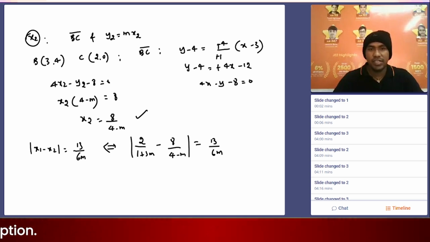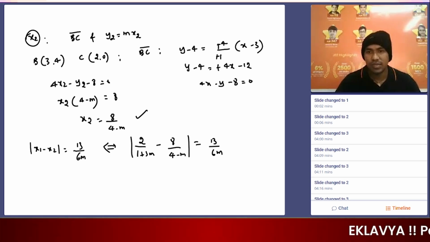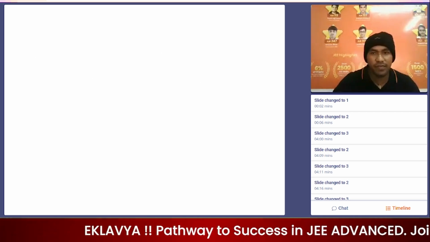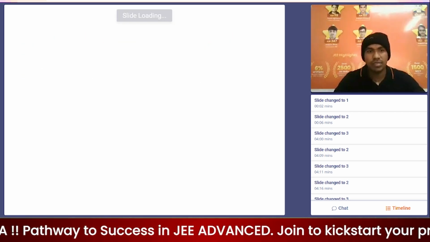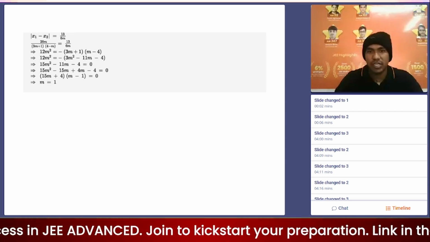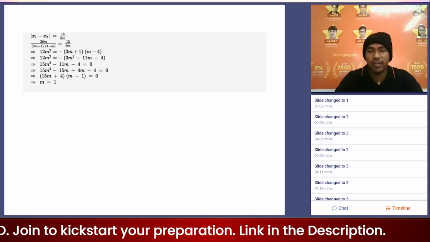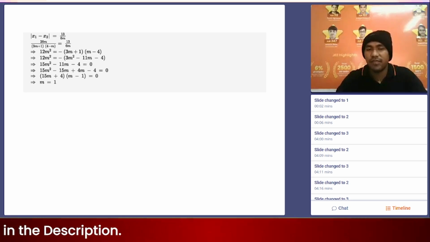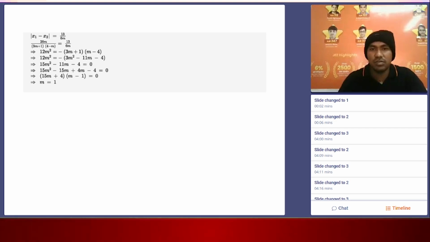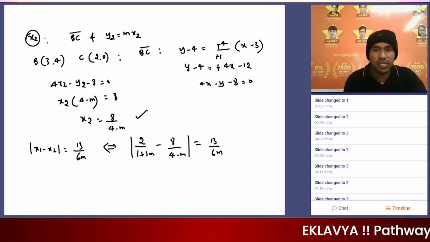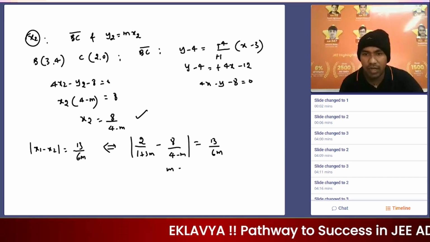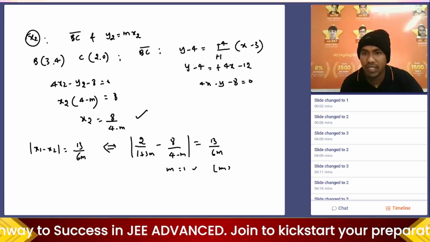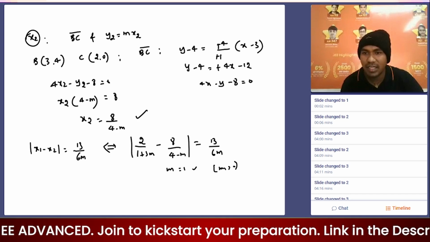By simplifying this, you will get the m value. Okay, so if I simplify, then you will get the m value as m equals 1. You will get two values, but m is positive, so we will take only one value, that is m equals 1, since they mention m is greater than 0.